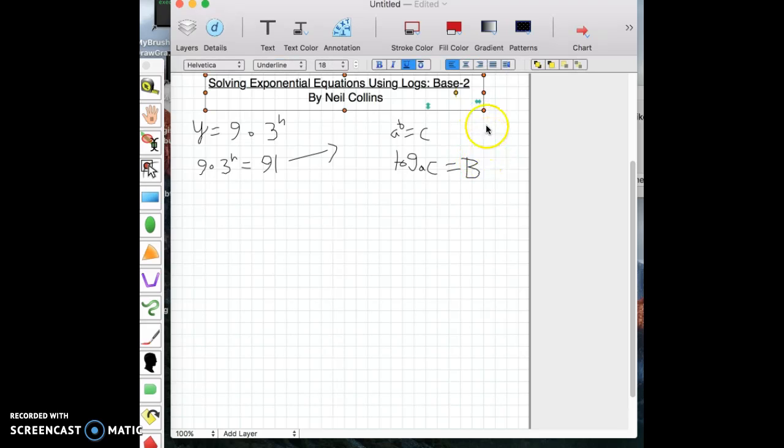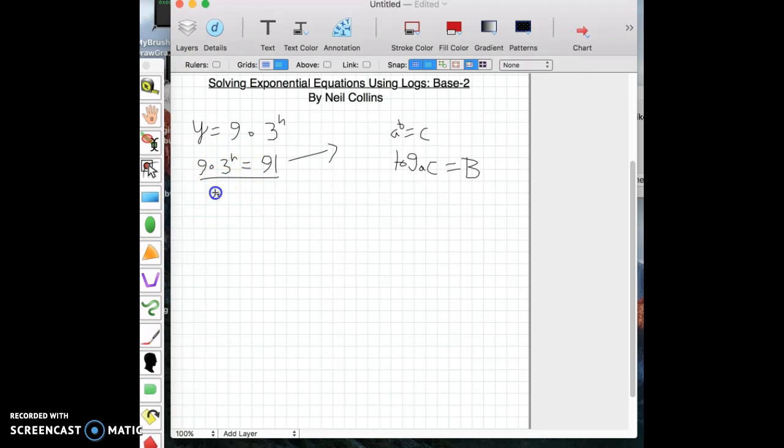Perfect. Okay, so this is what we got so far. y equals 9 times 3 to the h power. We then set that equal to 91. And now I'm just showing you the exponential formula and how that would be converted into logs. So a to the b equals c, and that could then be converted into log a c equals b. That is going to help us a bit later on. So our next step is, of course, to divide both sides by 9 to get the variable isolated.